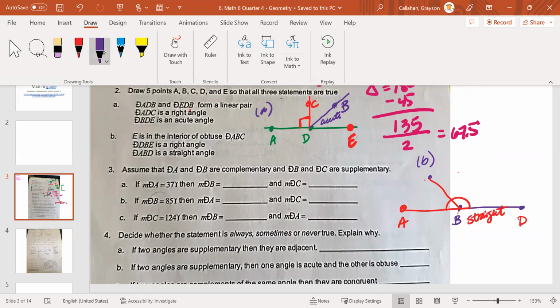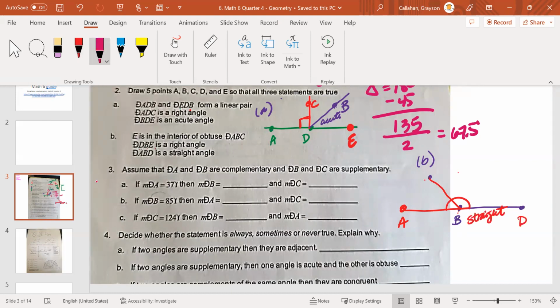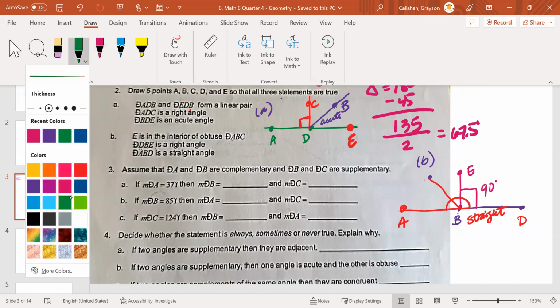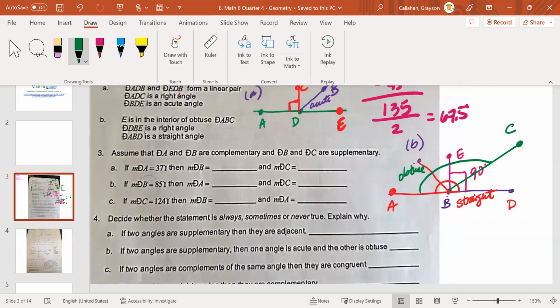ABD. Now I'm going to work backwards, okay? So then I'm going to have BDE is a right angle. So DBE, we'll put E right here. That is a right angle, 90 degrees, right? E is in the interior of obtuse ABC. So A, B, I'm going to move C right here. And do you see how this right here is still obtuse? So that still works. And E is inside there, okay? So this right here will be B. Do you see that?